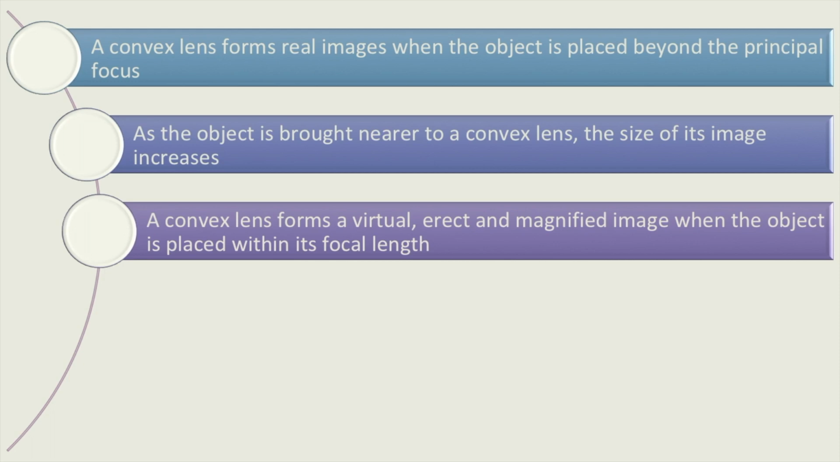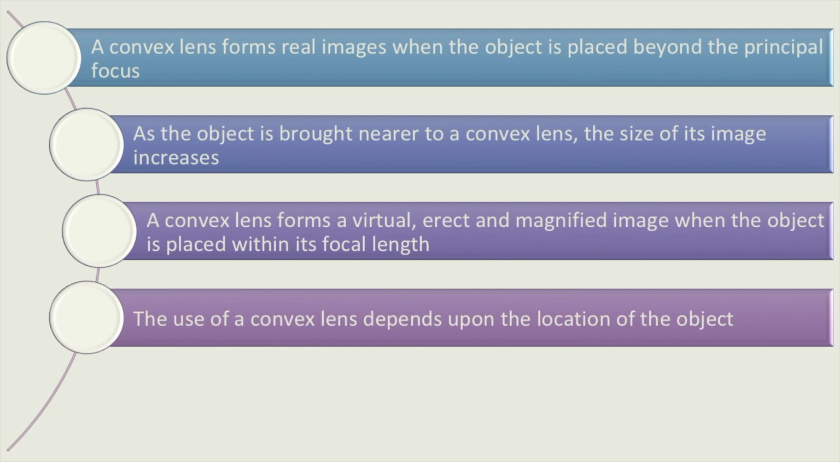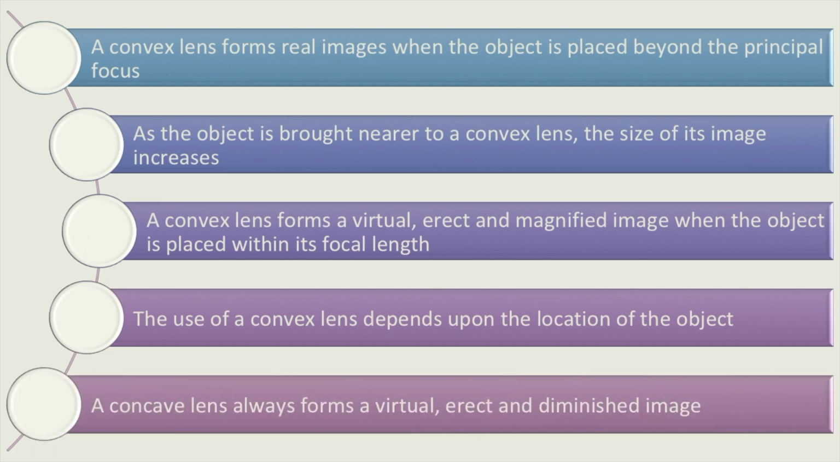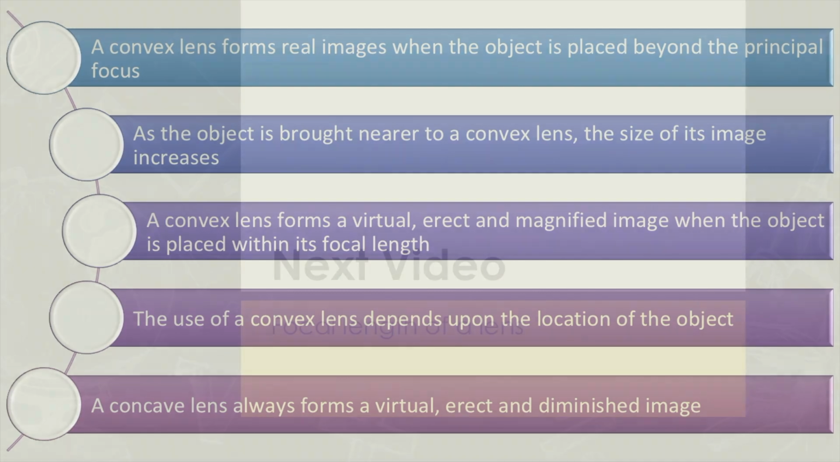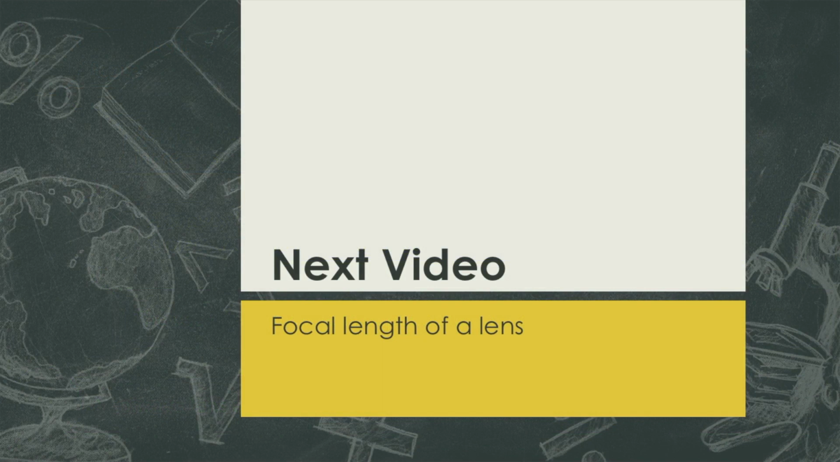I haven't discussed the uses of lenses in this video. I'd encourage you to find out the uses, but the use of a convex lens depends upon the location of the object. And finally, a concave lens always forms a virtual, erect, and diminished image. So that's all about image formation by lenses. In the next video, we will be talking about the focal length of a lens.